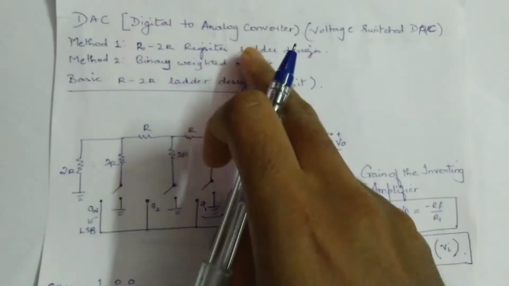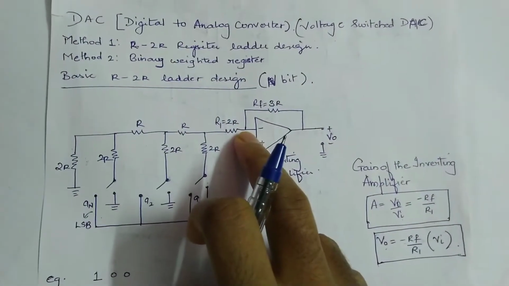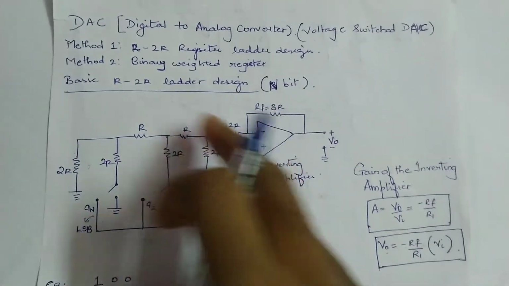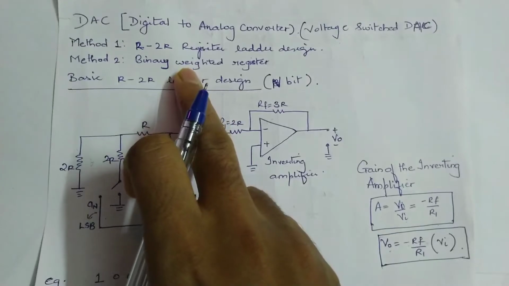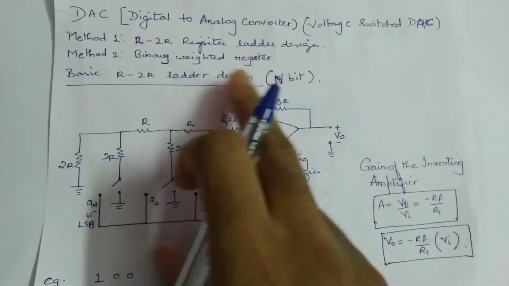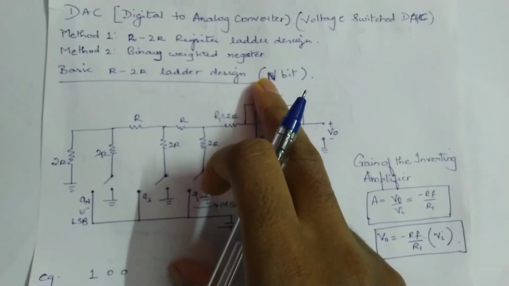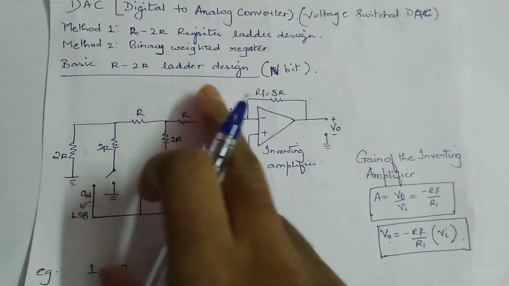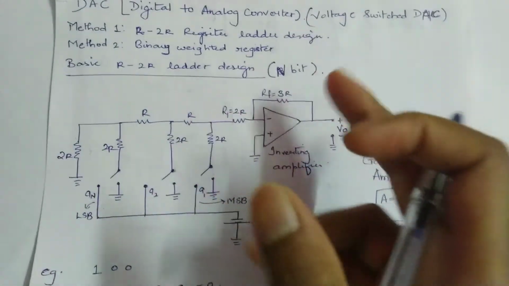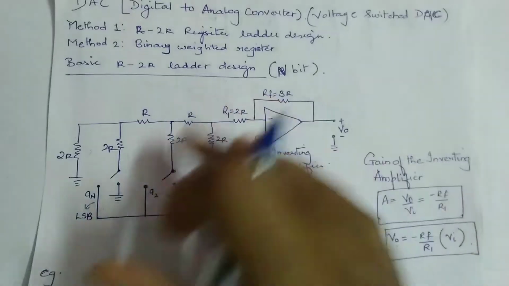So there are two methods to build a DAC, digital to analog converter. One method is the R to R ladder, resistor ladder design, and the second is the binary weighted resistor. In this video we'll do a basic R to R ladder design for n bit. For an n bit, this is a basic circuit diagram.